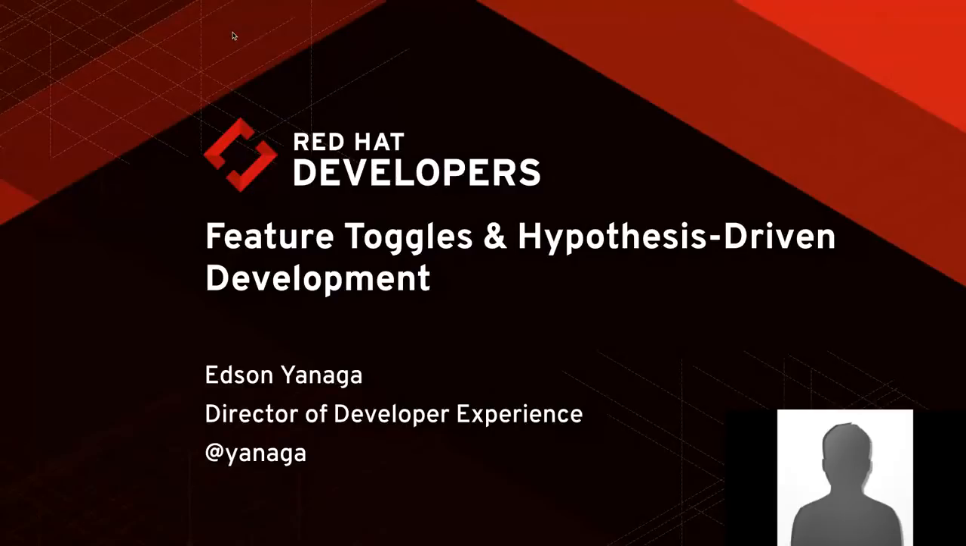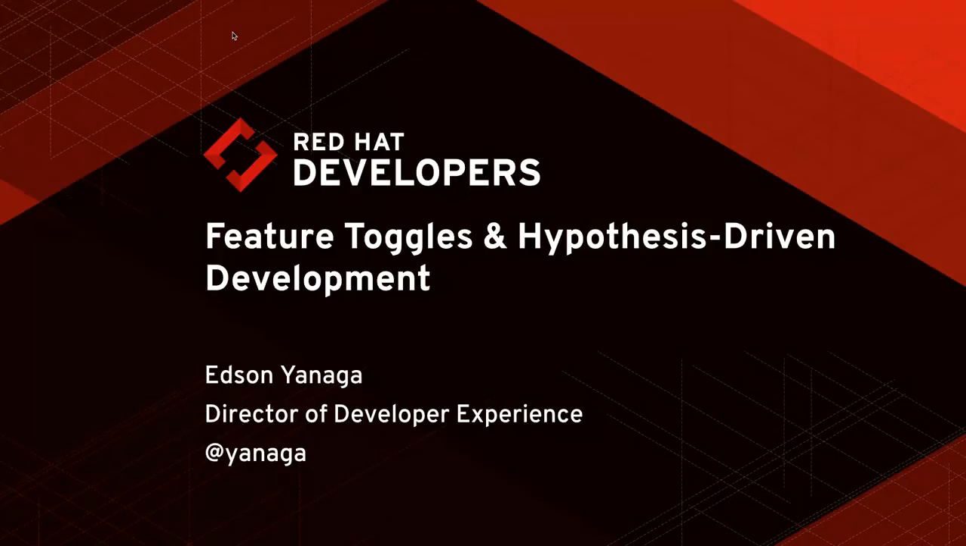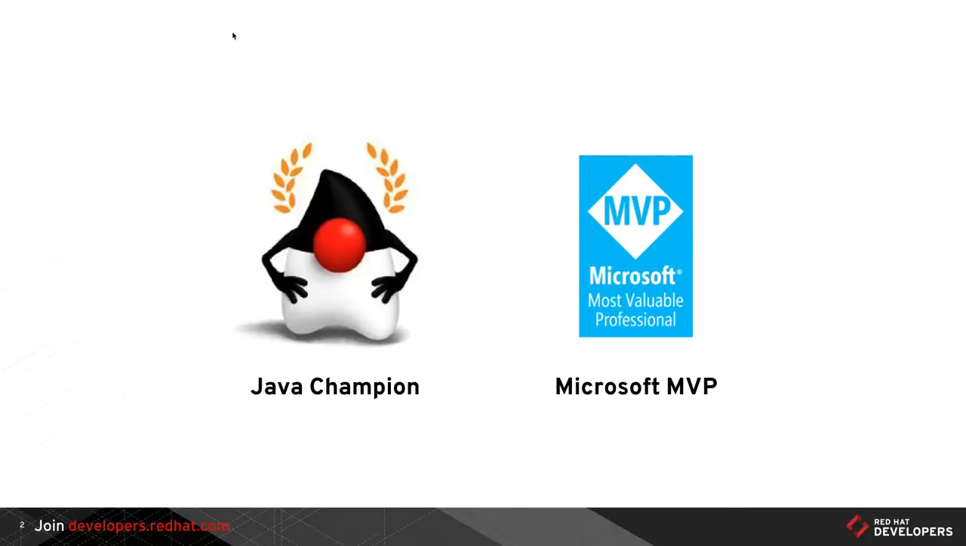So today's subject is feature toggles and hypothesis-driven development. I'm Edson Yanaga. My Twitter handle is @Yanaga, just in case you want to follow me. I discuss a lot about DevOps, microservices, Java, software craftsmanship, and other interesting subjects, I hope. I'm also a Java champion and a Microsoft MVP, which I believe is a very nice combination.